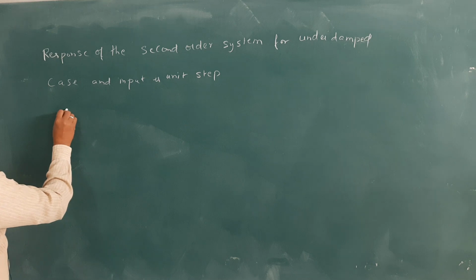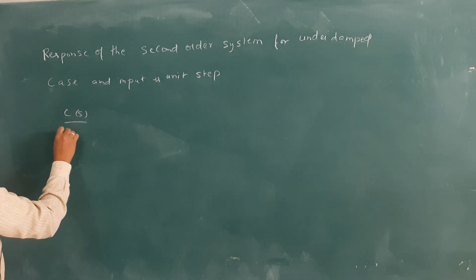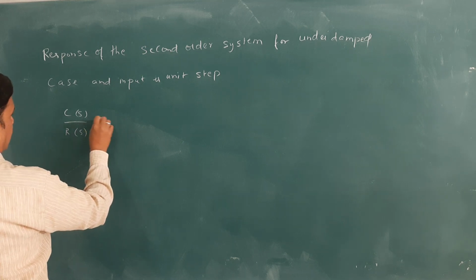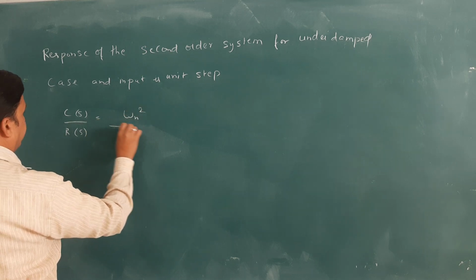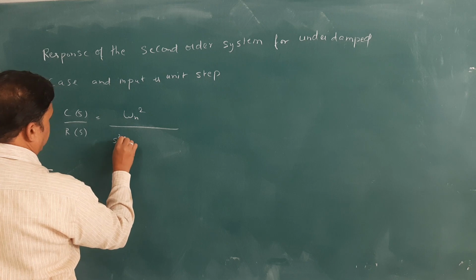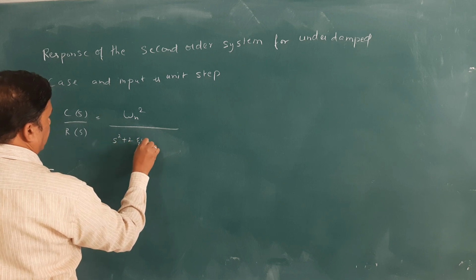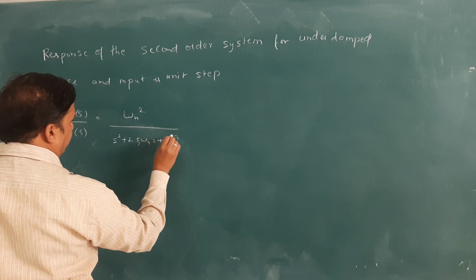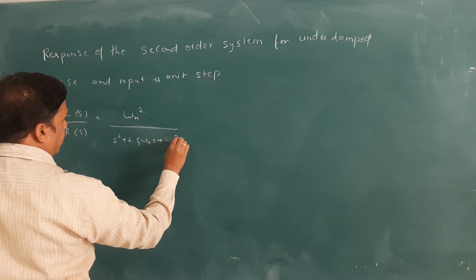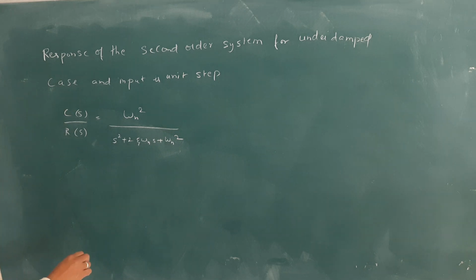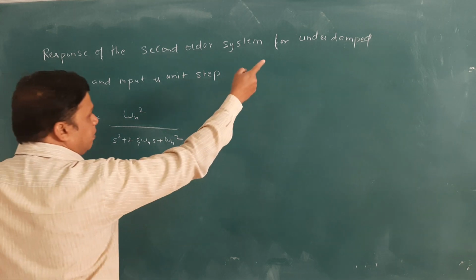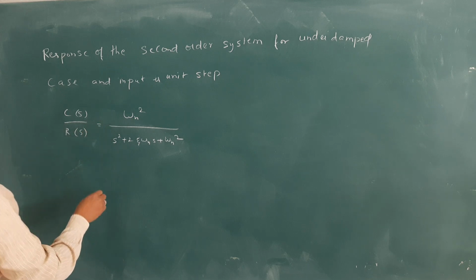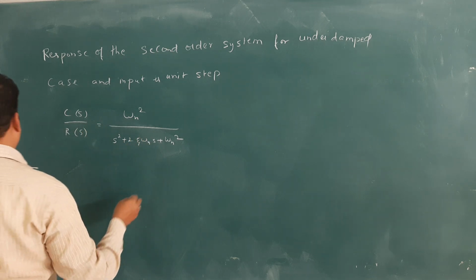So what is C of s by R of s? C of s by R of s for a second order system for the underdamped case we will write as omega n square divided by s square plus 2 zeta omega n s plus omega n square. We have written all this in the first order also, and in the second order undamped case. Now we are writing the same thing for the underdamped case. C of s by R of s is equal to omega n square by s square plus 2 zeta omega n s plus omega n square.